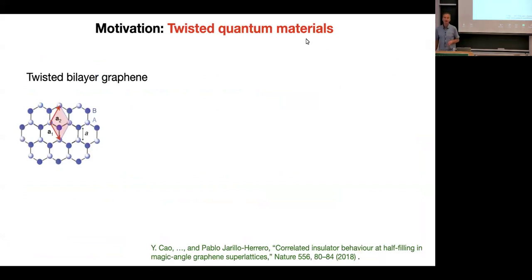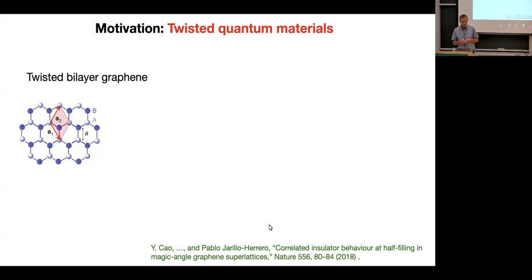Okay, so motivation. The proposed new qubit design is based on twisted materials. So in a way of motivation, maybe some of you at least heard about twisted quantum materials, which has been the biggest thing in quantum materials in the past 5 or 6 years. And perhaps the most progress on this front has been gained on twisted bilayer graphene.